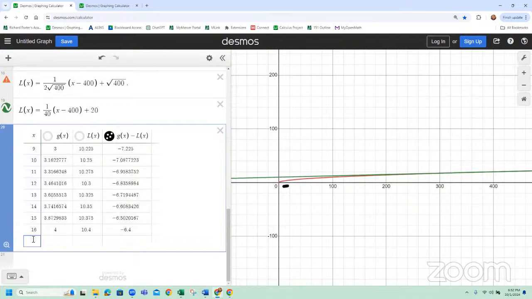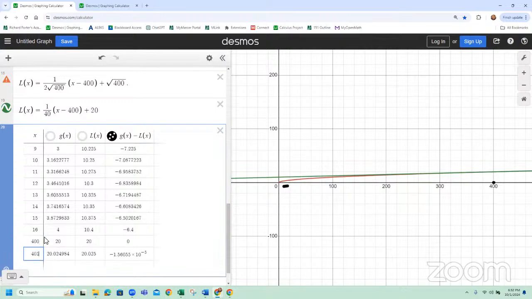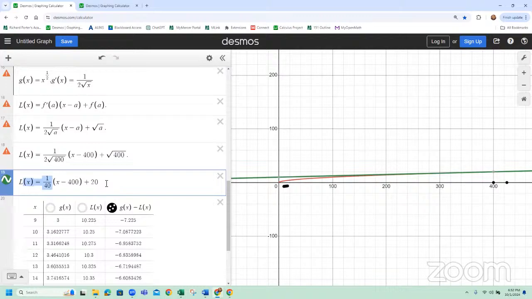Okay, but if I put in numbers that are close to 400, I get the exact 401. I'm off by a tiny amount, even something like 425. I'm not far off. Okay, so that's why you want to find a tangent line that's close to what you're looking for. And it has to be something you could take the square root of, otherwise you won't be able to get a line with numbers in it like that.